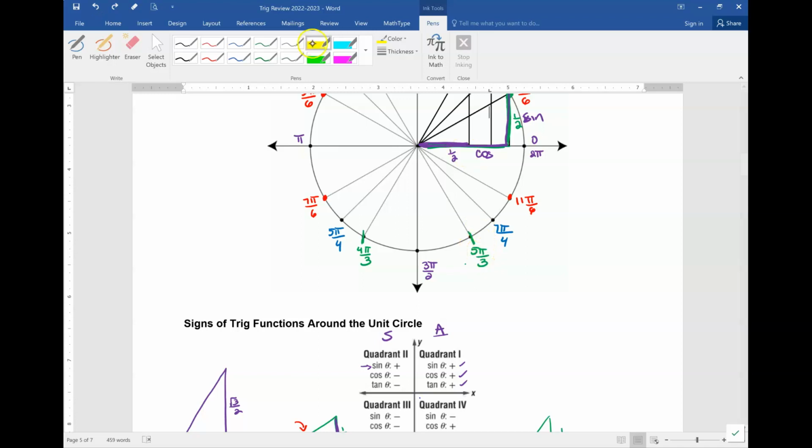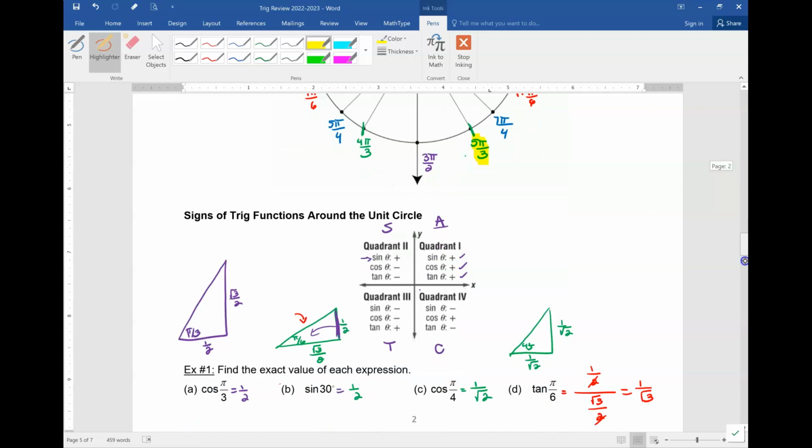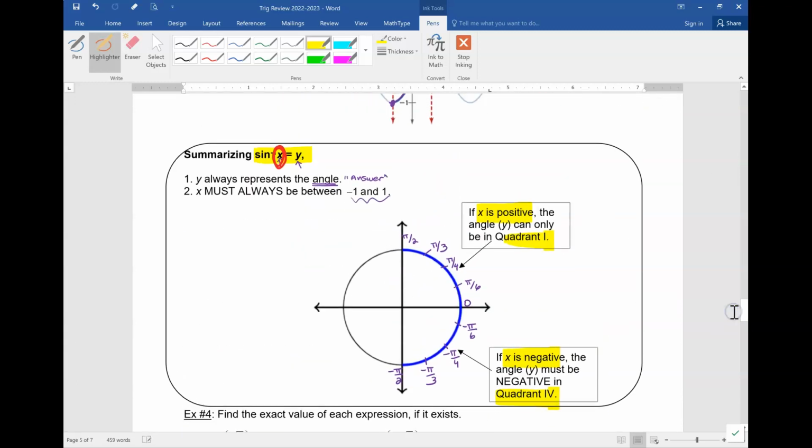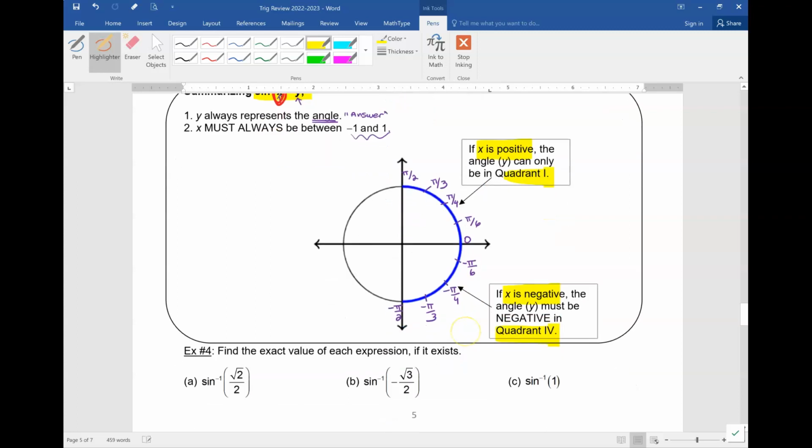Take a look at this angle here. You see how 5 pi over 3 is in quadrant 4 on the actual unit circle? But 5 pi over 3 doesn't exist here. So that can never be an answer. Your answers for inverse sine can only be one of these 9 angles. So let's see what we can do with these.